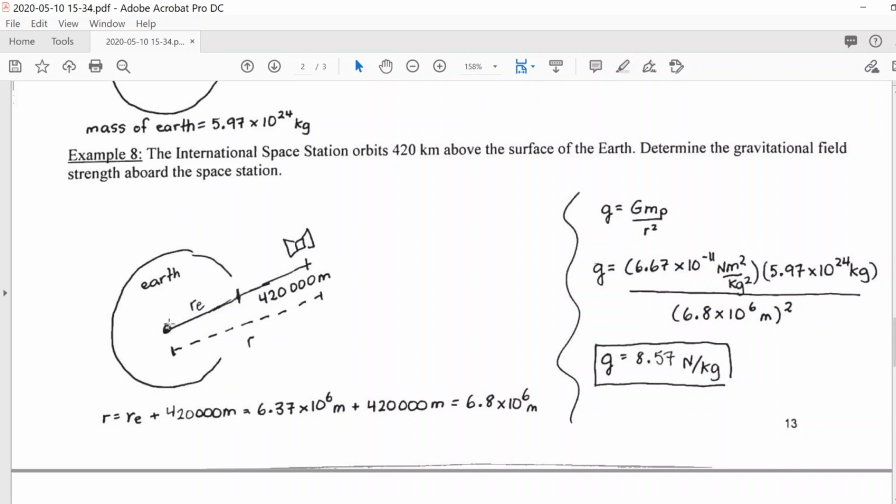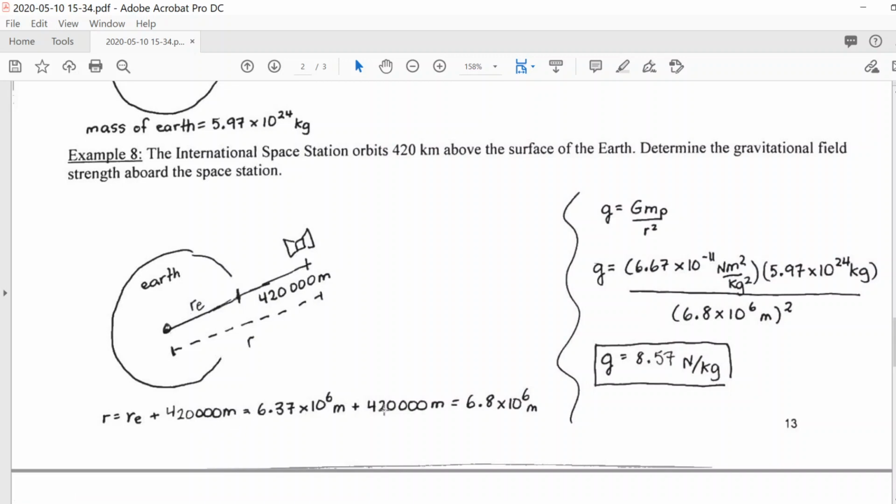So this is the Earth. From the middle of the Earth out to Earth's surface, that's the radius of the Earth, which I'm calling RE. And then the space station is 420 kilometers above the surface of the Earth. So from right here, where I'm wiggling my mouse, out to the space station, that's 420,000 meters. Remember, we want to work in meters and not kilometers. This r in the formula is the total distance. So it's always the distance from the middle of the planet out to the object. So r is really RE plus 420,000 meters.